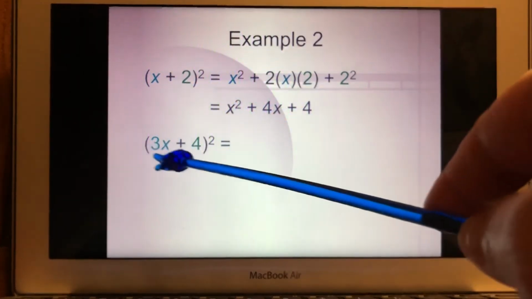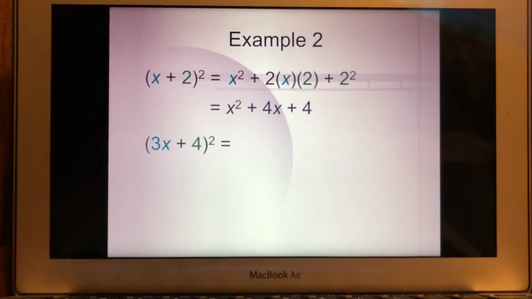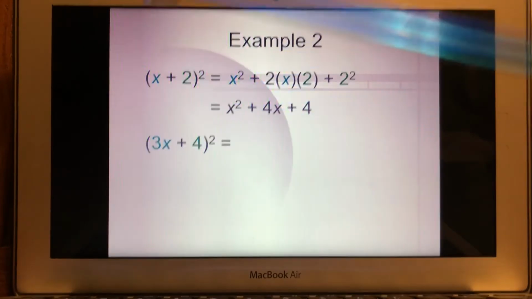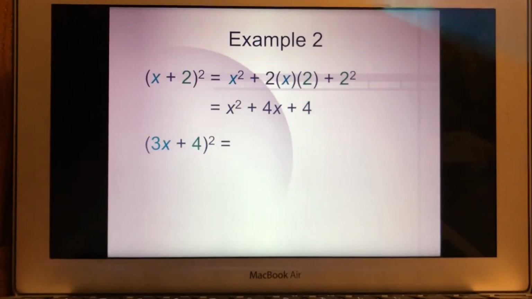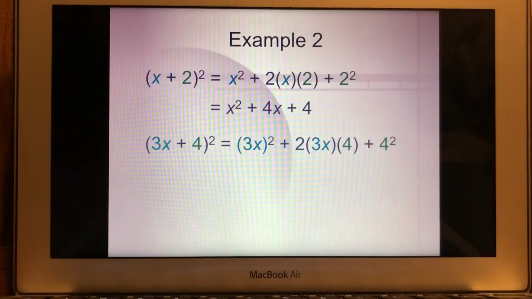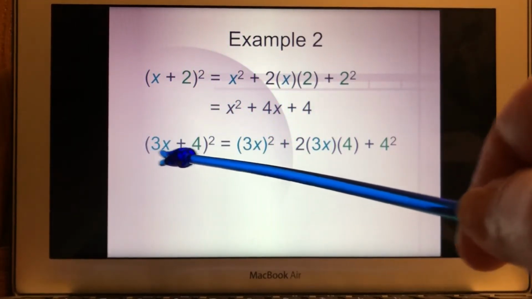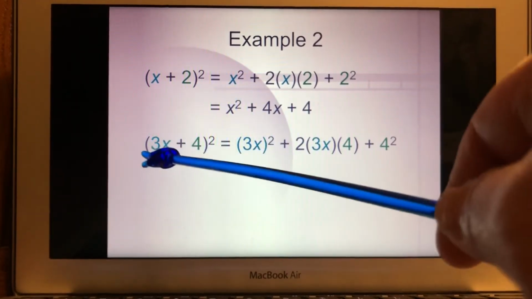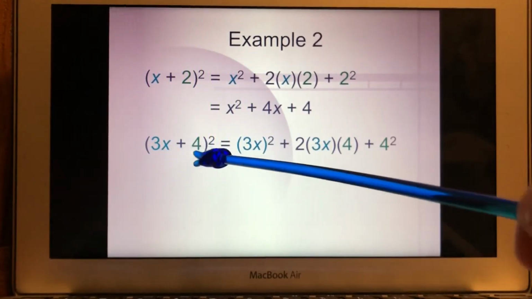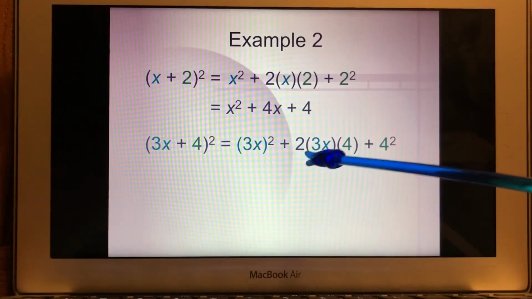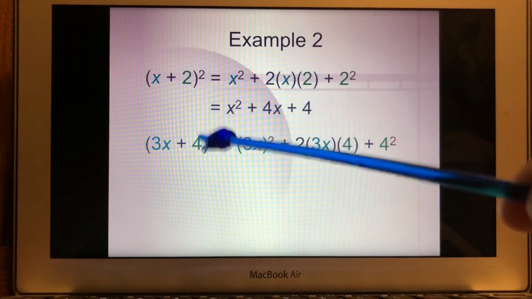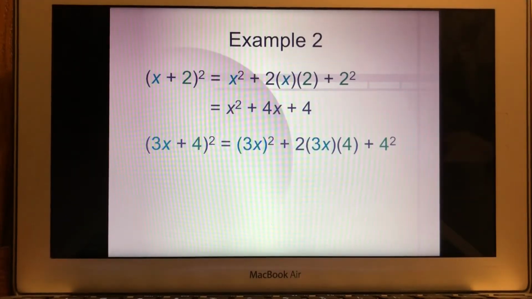Let's say we have 3x plus 4, and we're going to square that. So first you take the first term, 3x, and you square that. Then you take 2 times the product of these two terms. 2 times 3x times 4. There we have it. And then the last term, 4 squared.